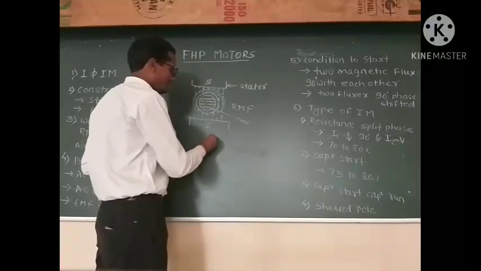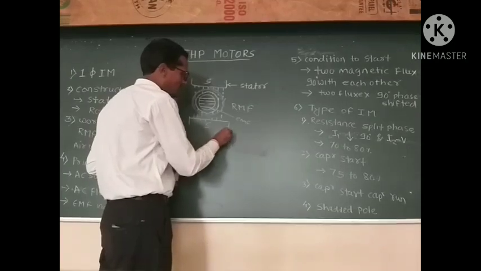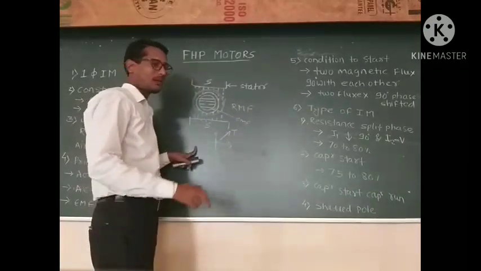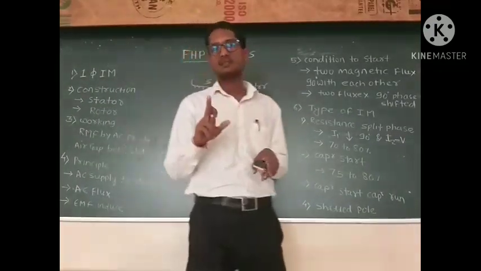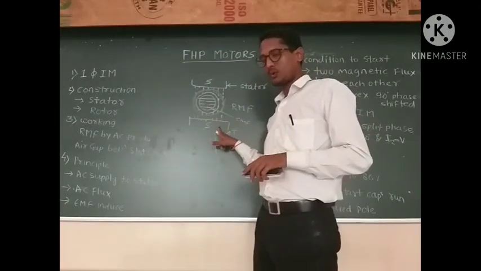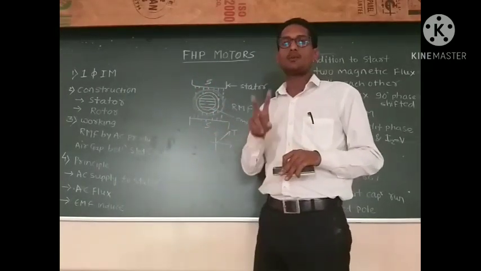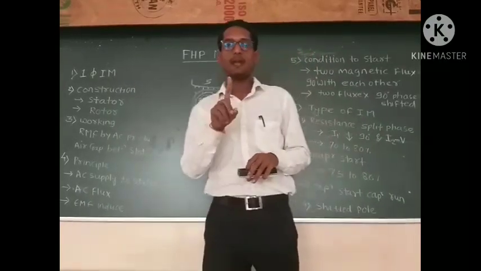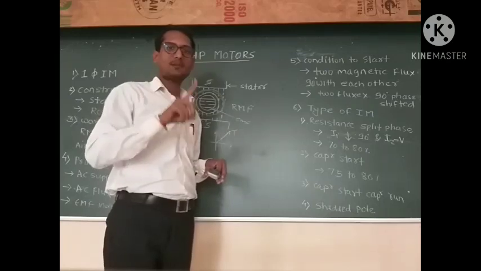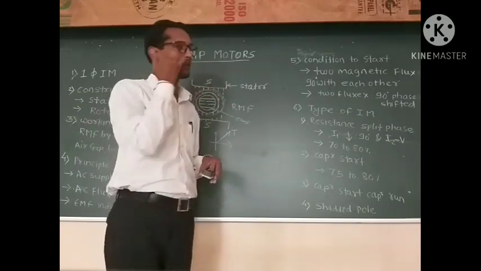So here two types of fluxes interact with each other, and the resultant of the two magnetic fluxes produces the torque. By this principle we understand that to rotate any kind of fractional horsepower motor or any kind of induction motor, it requires two types of fluxes, and the resultant of those fluxes produces the torque, which is responsible for rotating the motor.